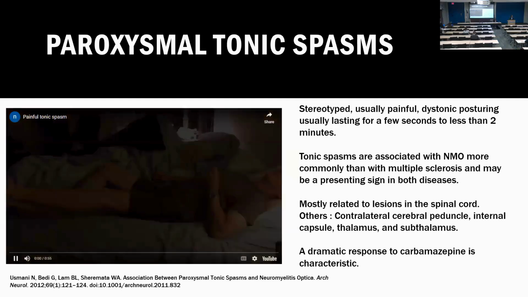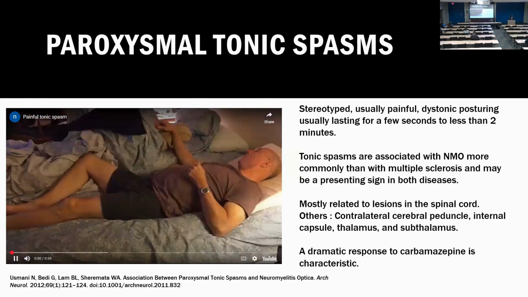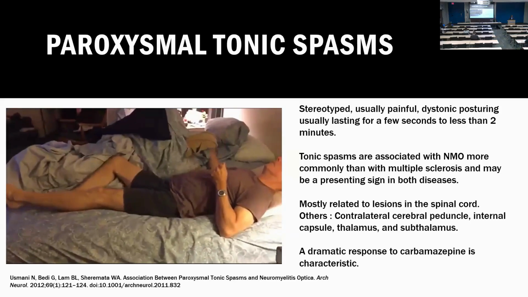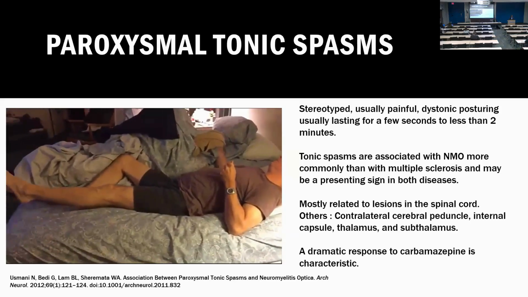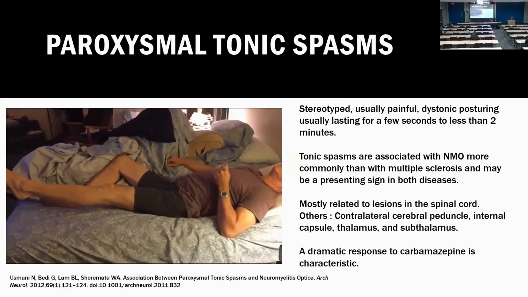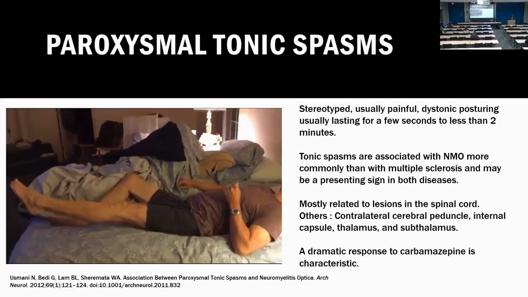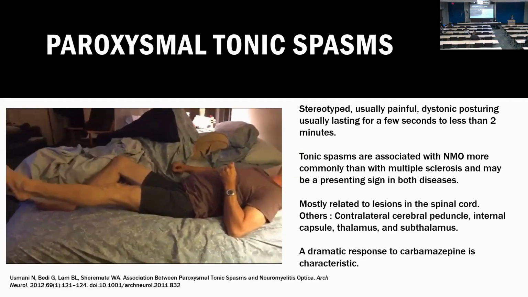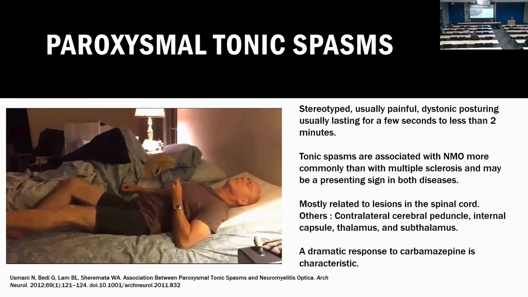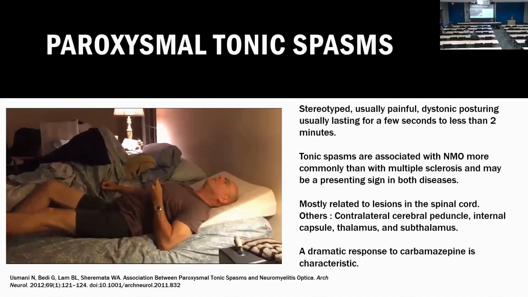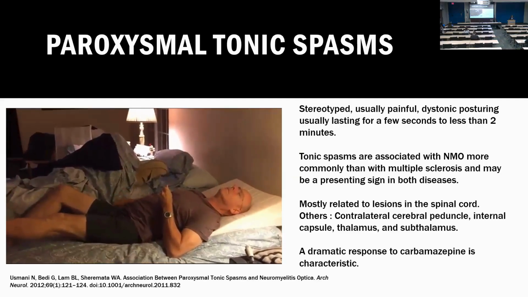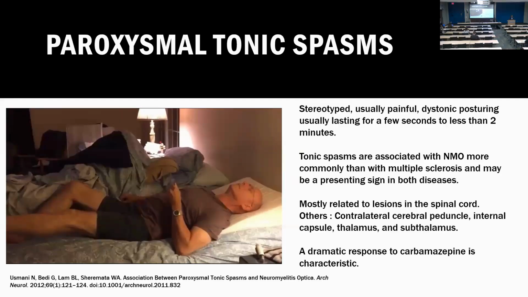Paroxysmal tonic spasms, I wanted you to see this video. This person has transverse myelitis, and as you can see, the left arm and left leg are going into this painful spasm. So what is a paroxysmal tonic spasm? It is usually painful, and it's a stereotypical posturing of either an arm, a leg, or both legs or both arms. Typical duration is anywhere from a few seconds to less than 2 minutes.